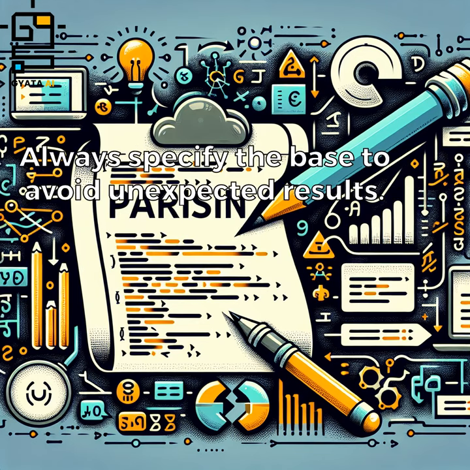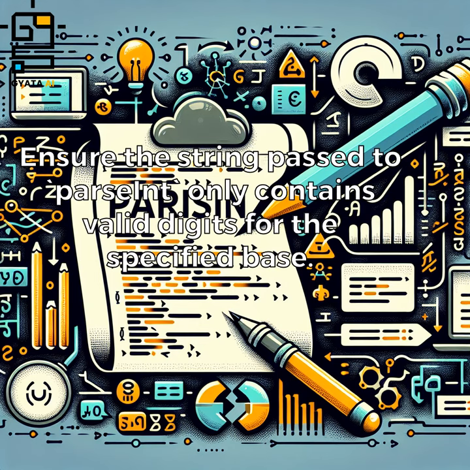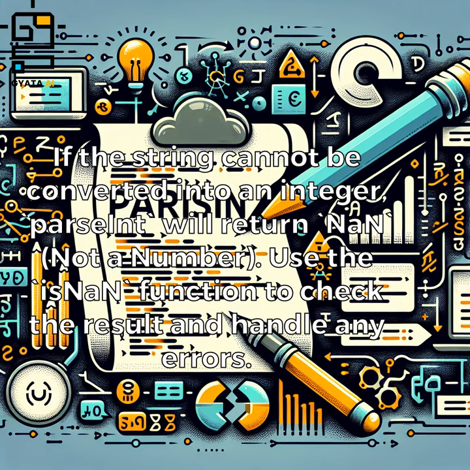Tips and tricks: always specify the base to avoid unexpected results. Ensure the string passed to parseInt only contains valid digits for the specified base. If the string cannot be converted into an integer, parseInt will return NaN, not a number. Use the isNaN function to check the result and handle any errors.